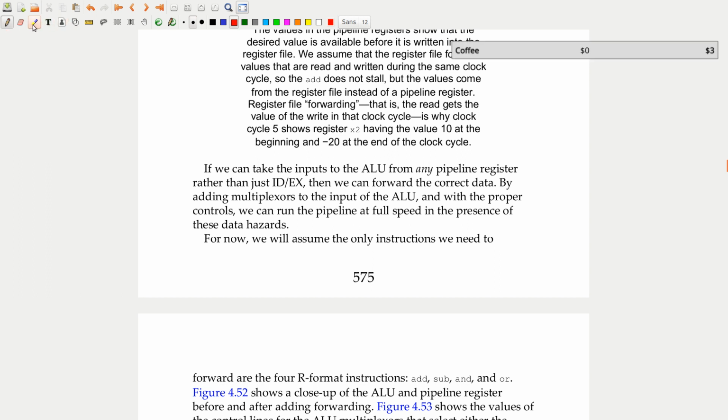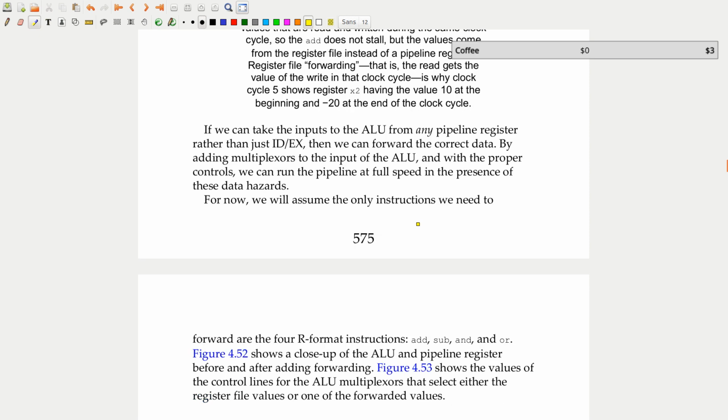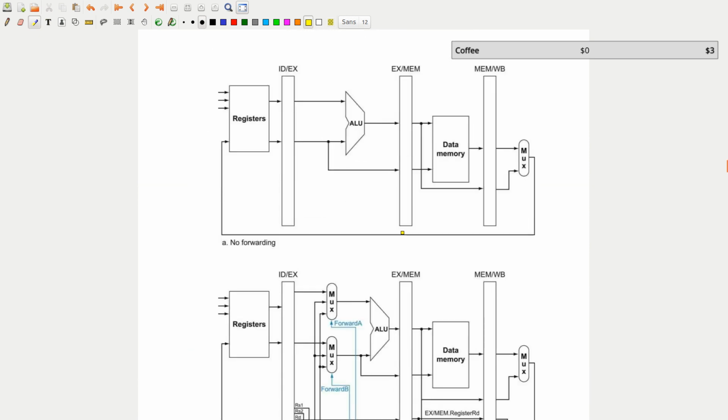A little bit complicated, but we got there. Let's see.